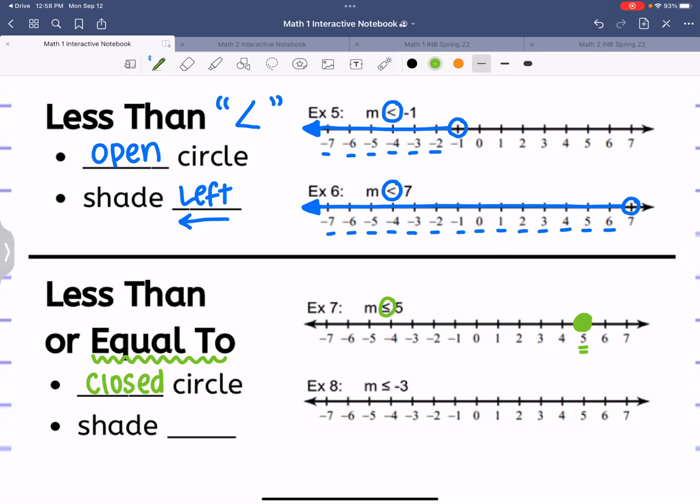The numbers that are less than 5 are to the left. 4, 3, 2, 1, 0, and so on are all less than 5. So all of these negative numbers are also less than 5. So we shade everything to the left.